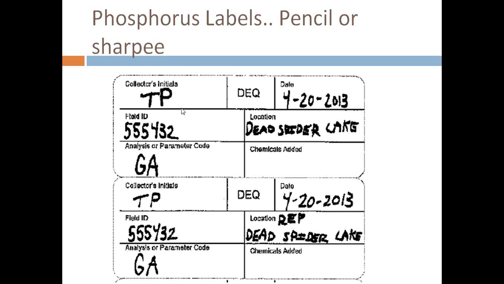Pretty much just go through this and fill it out as shown here. The tricky things, I guess, are under analysis or parameter code, you enter GA. And under chemicals added, you don't put anything. And that's the top label. The bottom label is exactly the same, except under location, you're going to put REP. That stands for replicate, along with your lake name, because you're actually going to be taking 2 phosphorus samples. And you'll put the top label on one bottle and the bottom label on a second bottle.